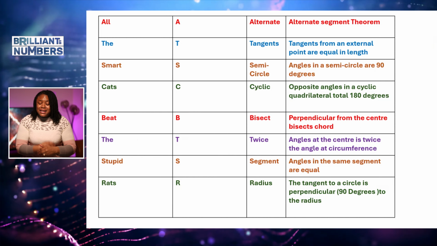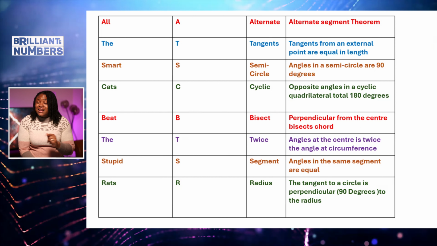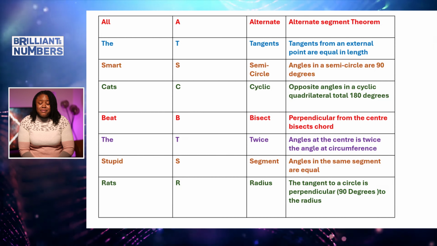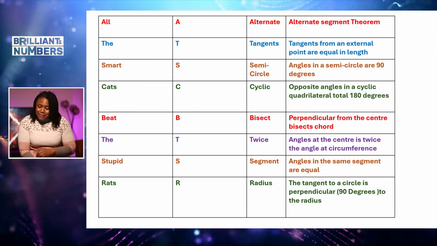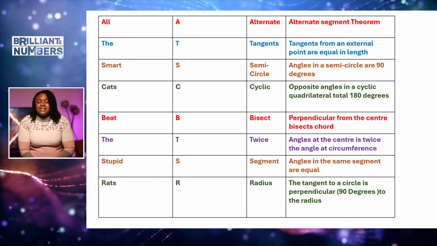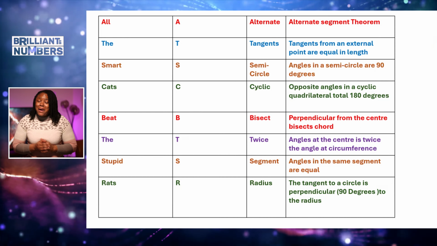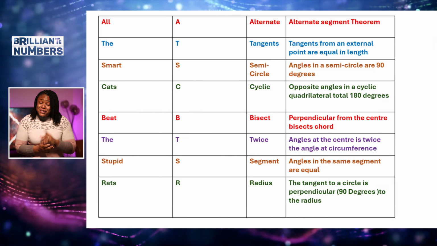B is the perpendicular bisector, so B is for bisect. T, twice, so angle at the center, twice the one on the circumference. S is for the segment, so angle in the same segment are equal. And then R is that the radius and the tangent. R is for radius, so radius and a tangent meet at 90 degrees. So all the smart cats beat the stupid rats, just like you're going to beat these questions when you see them in your exam.